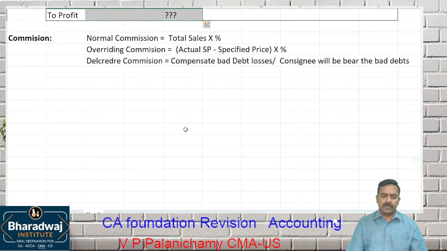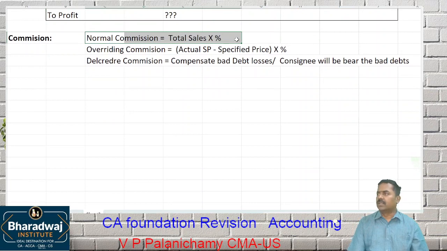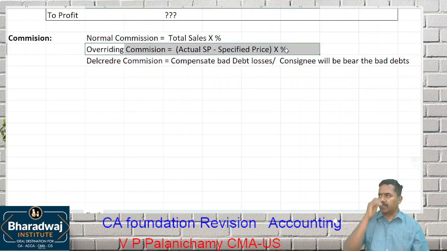Sir, how to calculate commission? It can be which one? Normal commission that is paid on total sales. Overriding commission. What is overriding commission? Actual selling price minus specified price into the percentage that is paid.